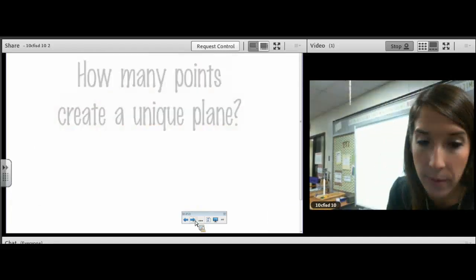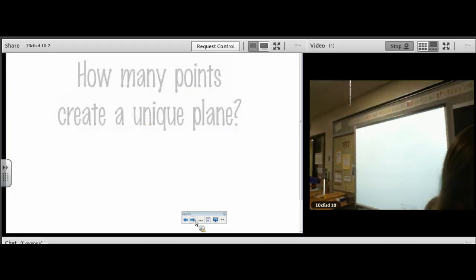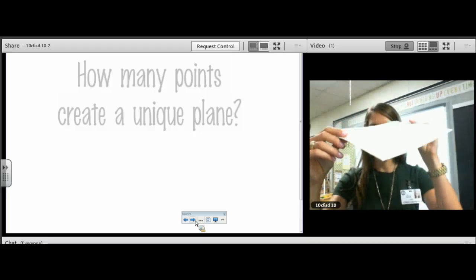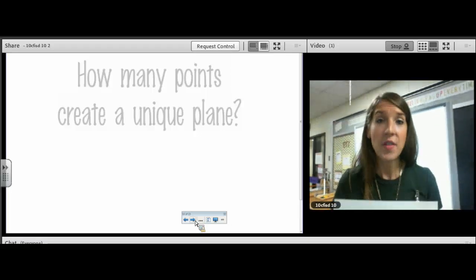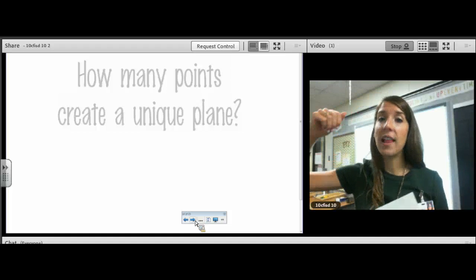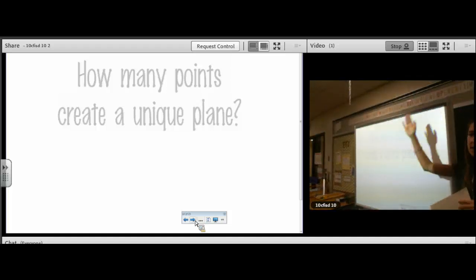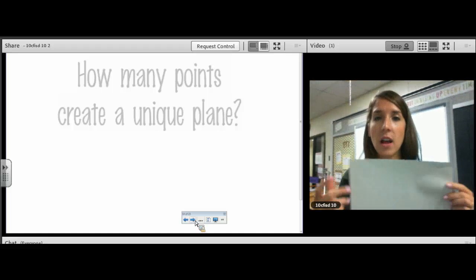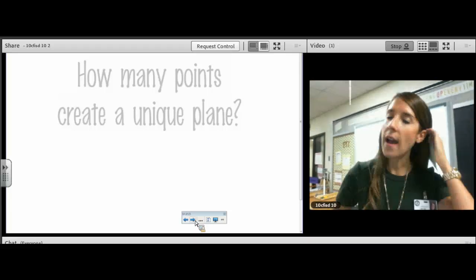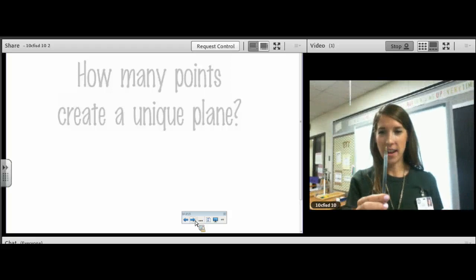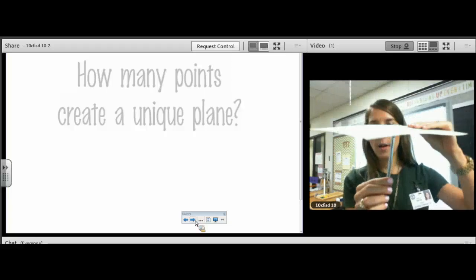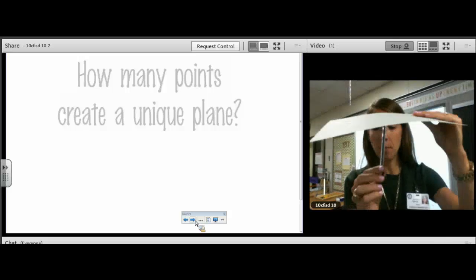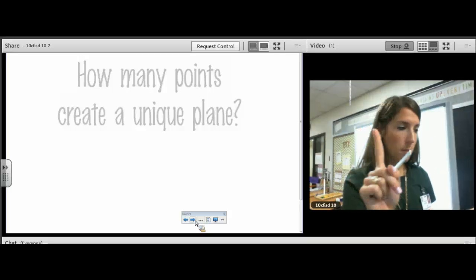Plane. Okay, so we went over vocab yesterday, and a plane is a flat surface that extends in all directions forever. So think of a plane like a sheet of paper. Think of a plane like the ceiling. Think of a plane like the smartboard. It's a plane. It's a flat surface. So I want to know how many points it takes to define a unique plane. If I've got 1 point, I can create all sorts of planes. Look, I can rotate this. Infinite number of planes can go through 1 point.